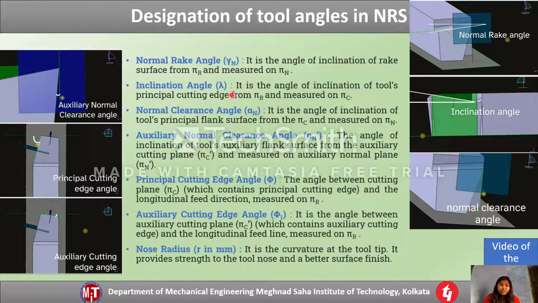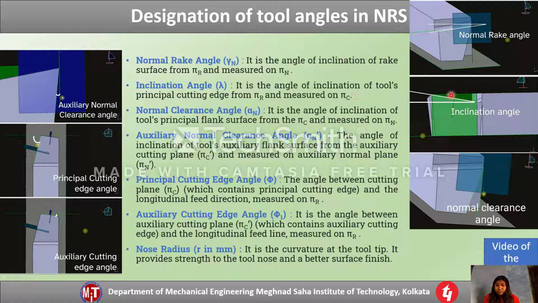Move on to the next one. This is the inclination angle. It is the angle of inclination of the tool's principal cutting edge from pi r and measured on pi c. I will repeat it again. It is the angle of inclination of the tool's principal cutting edge from pi r, the reference plane, and measured on pi c. It is measured on the cutting plane.